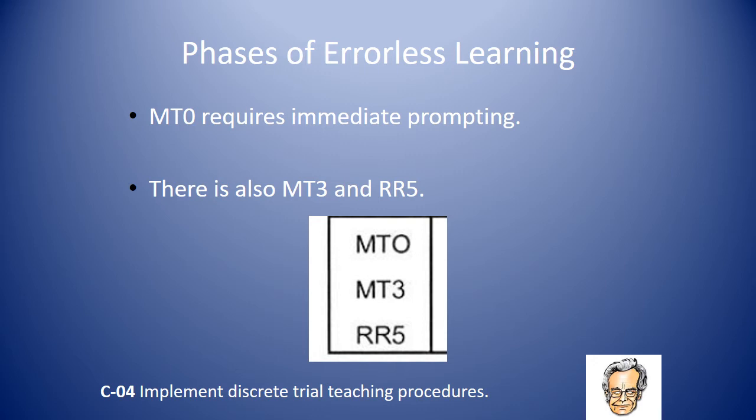Now we're going to go over the phases of errorless learning: MT0, MT3, and RR5. MT0 stands for mass trial, the 0 being 0 seconds between you giving the instruction and prompting. MT3 is mass trial, 3 seconds between giving the instruction and prompting. And RR5, which is random rotation, in 5 seconds. Again, this will make much more sense when you're actually working out in the field.